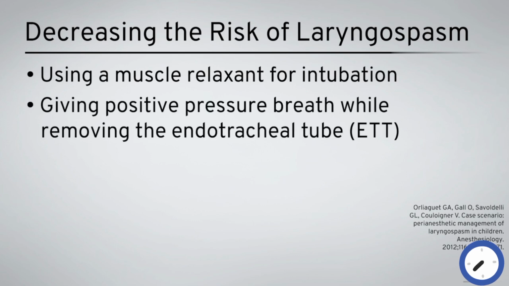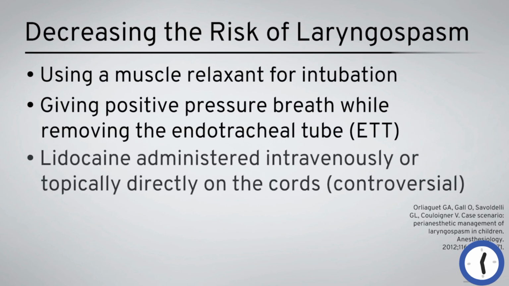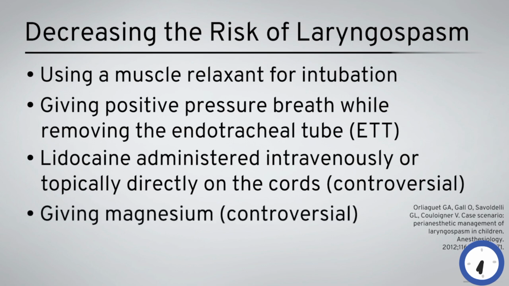Giving positive pressure breath while removing the ET tube decreases adductor response of laryngeal muscles, and it is also followed by a forceful exhalation that helps clear the airway of secretions. Lidocaine, either administered intravenously or topically directly on the cords, is controversial. Giving magnesium is also controversial. The proposed mechanism of action is smooth muscle relaxation and deepening the anesthetic.